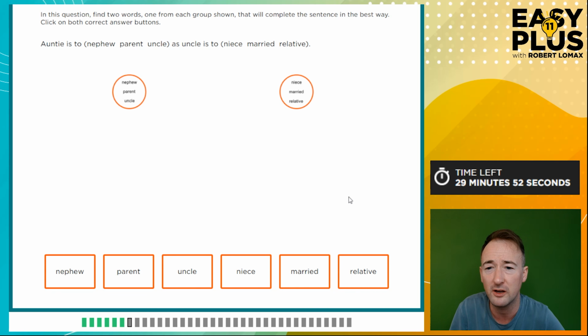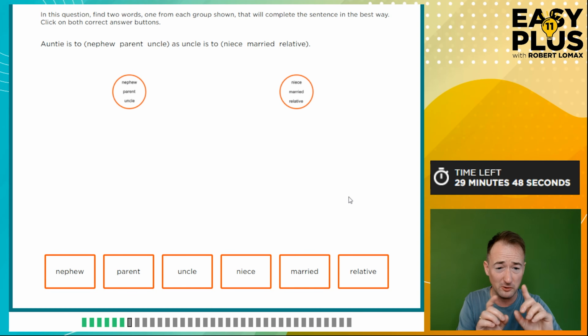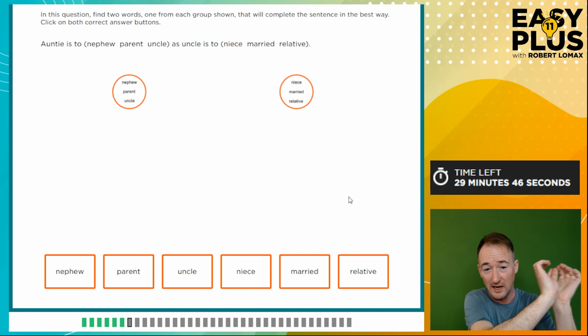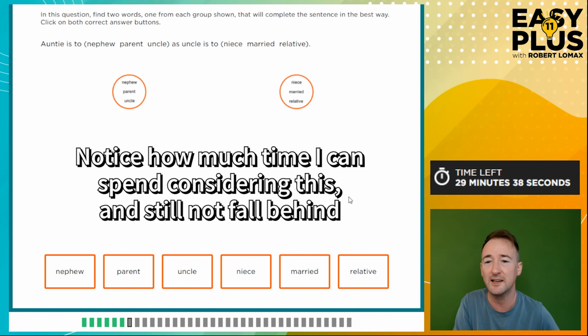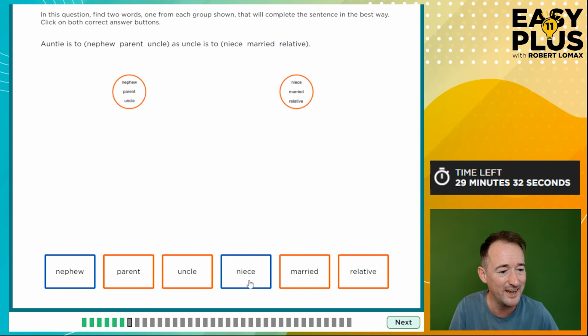Auntie is to parent, as uncle is to, that also has to be parent, because an aunt and uncle really have the same relationship to a person. They just, one is male and one is female. Auntie is to uncle, as uncle is to auntie isn't an option. It's clearly nephew and niece. So auntie is to nephew, as uncle is to niece.